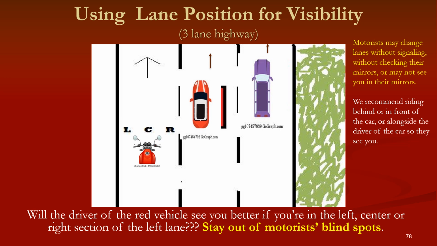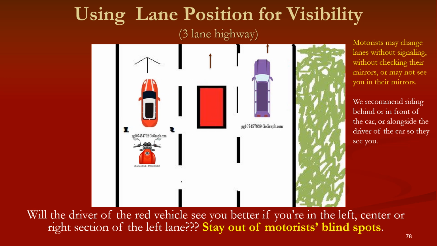Because that car may move over, not know you're there, and cut you off. So again, maybe by riding side to side in your lane, or maybe being behind that car or in front of the car or alongside, that'll help the driver to see you. Again, you want to be proactive out there.